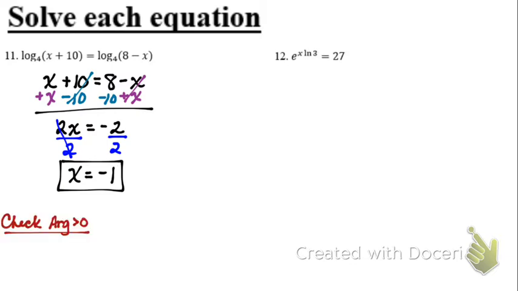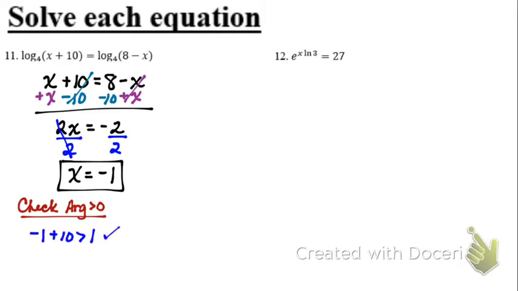What happens when I put it in the first one? Yeah, I get negative 1 plus 10. That's greater than 0, so we're good there. 8 minus negative 1. Yeah, I get 8 plus 1, which is greater than 0, so I'm good.